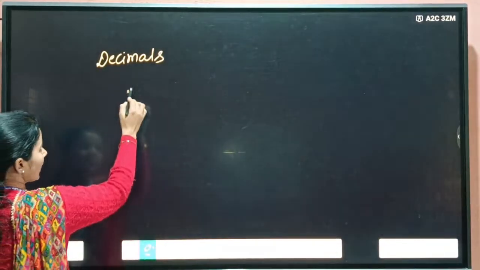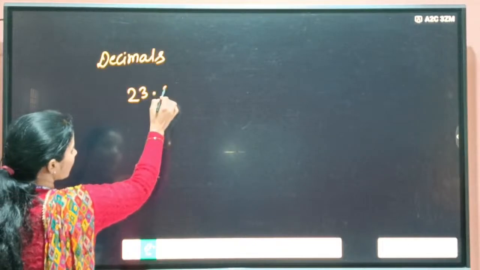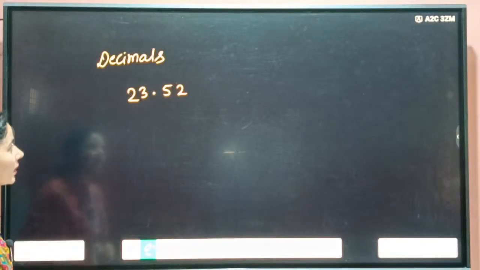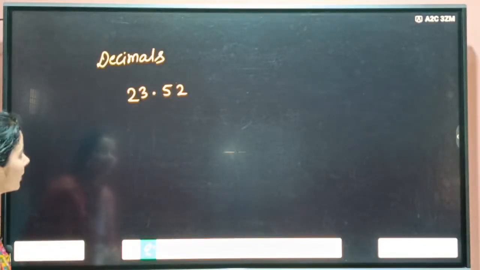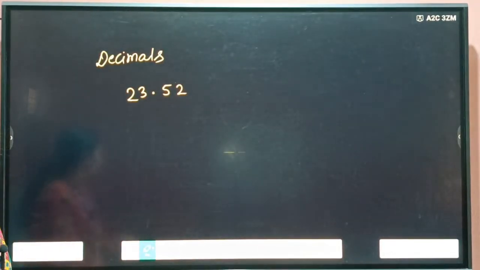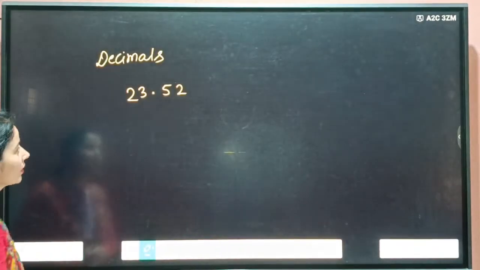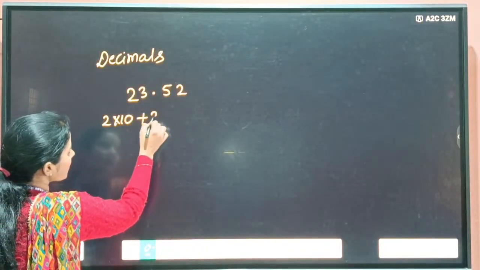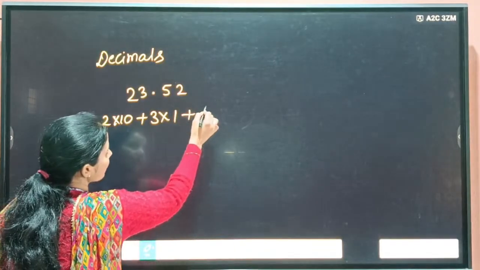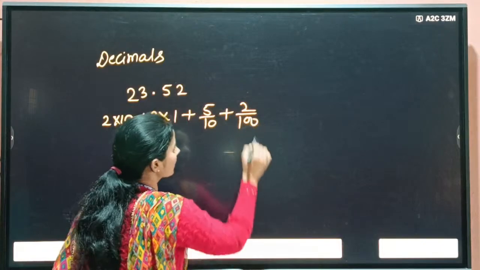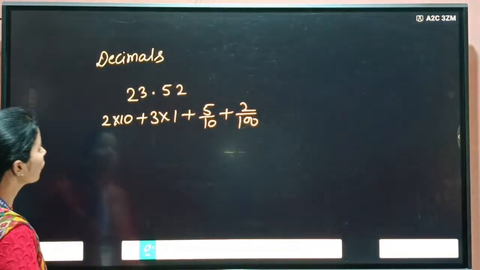Decimal numbers like 23.52. This is one decimal number. So how can we read this number? It is 23.52. If I want to write it in expanded form, then I will write 2 into 10 plus 3 into 1 plus 5 by 10 plus 2 by 100. This is the expanded form of this decimal number.